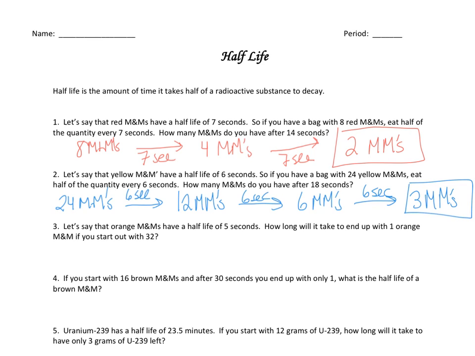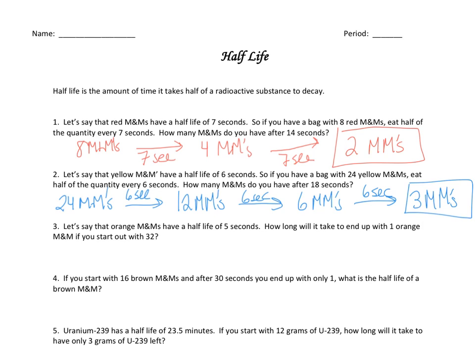So after 18 seconds, 6 plus 6 plus 6, so a total of 3 half-lives is 18 seconds. You'd be left with 3 M&Ms. So number 3 says, let's say that orange M&Ms have a half-life of 5 seconds. How long will it take to end up with 1 orange M&M if you start with 32?